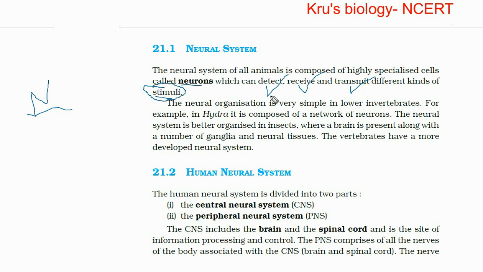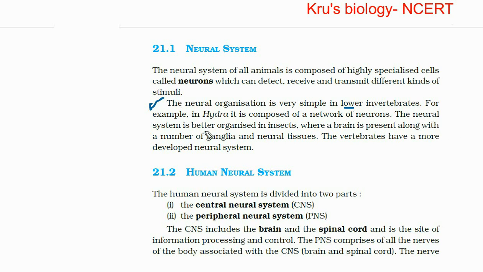When we touch a hot object, we move our hand away from that stimulus in the external environment, right? So the neural organization is very simple in lower invertebrates. For example, in Hydra, it is composed of a network of neurons, right?